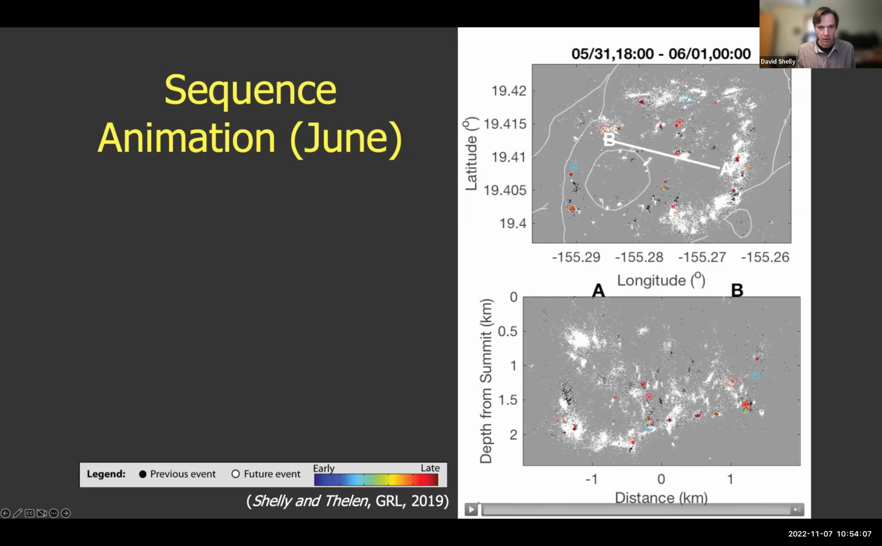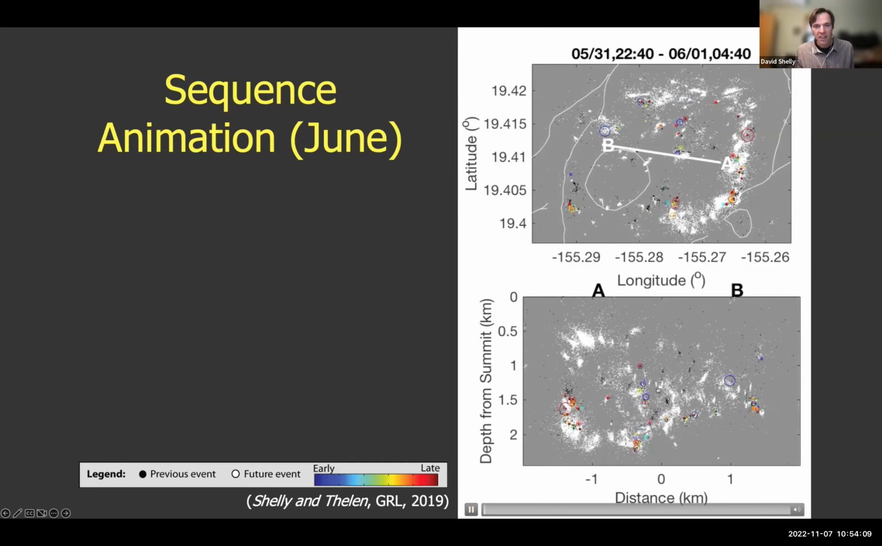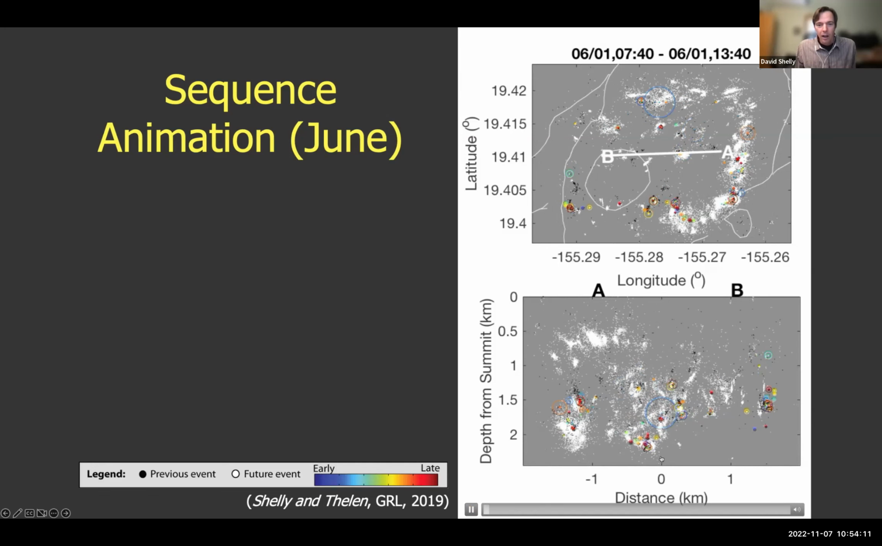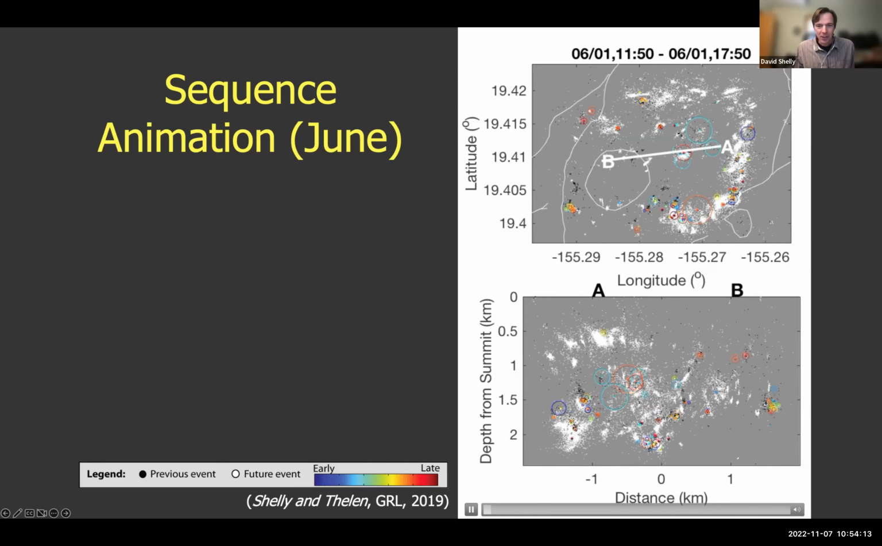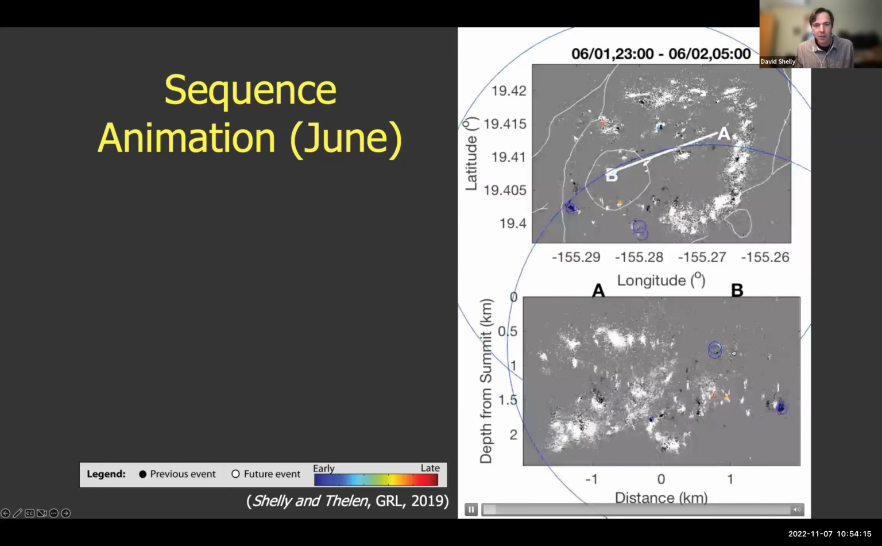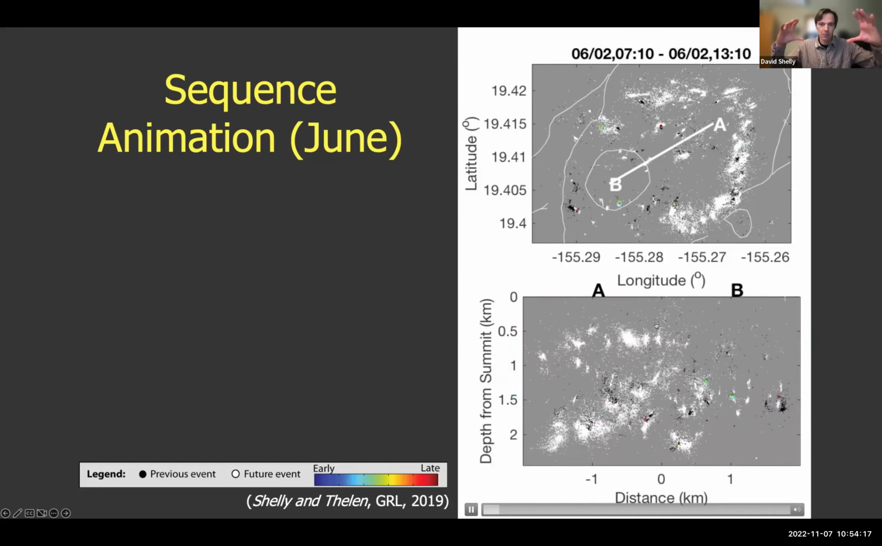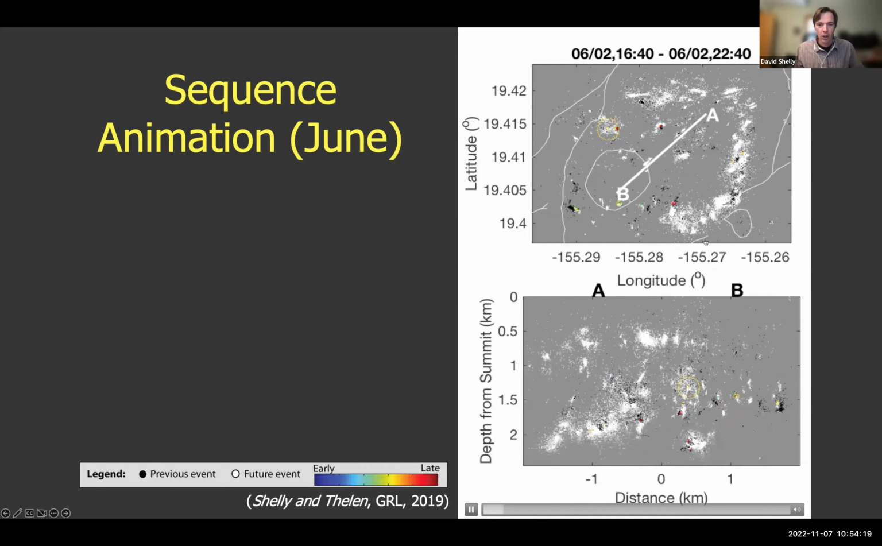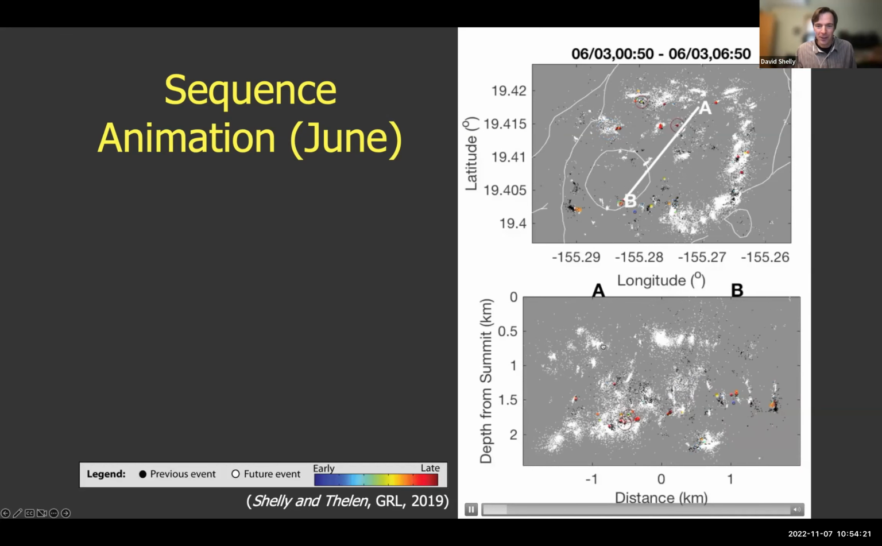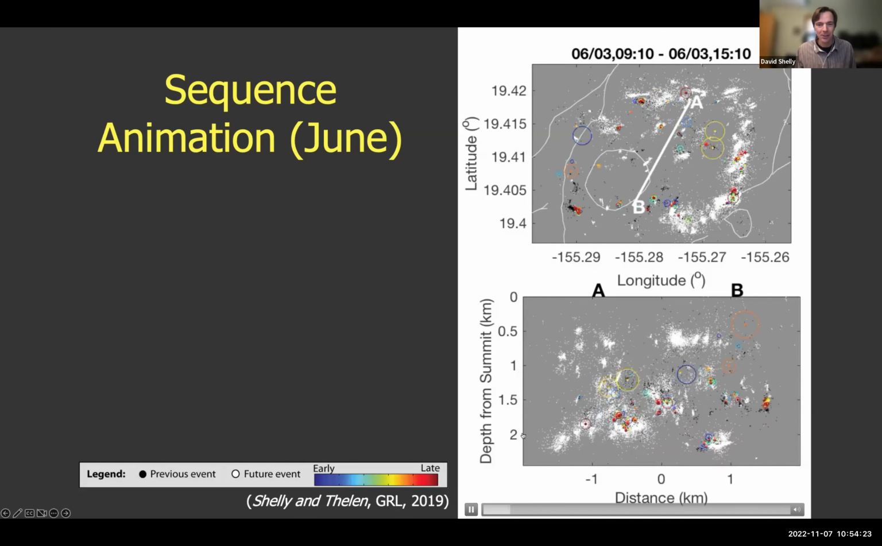I need the arrow here to start it. Okay, so there's a whole lot of seismicity going on here. Each time this turns black, and you may see these big circles, that's one of these magnitude 5 collapse events.